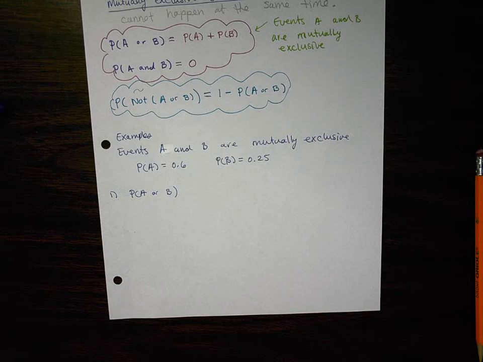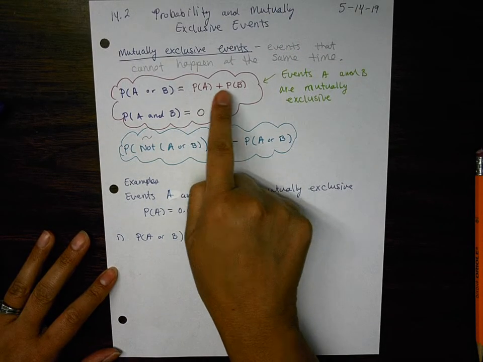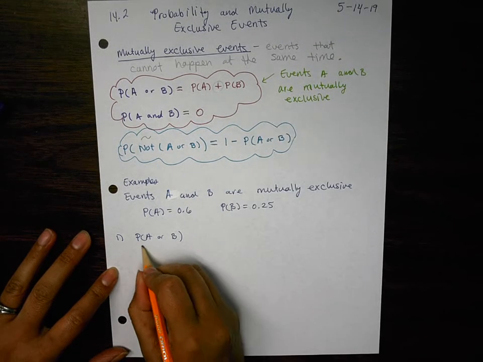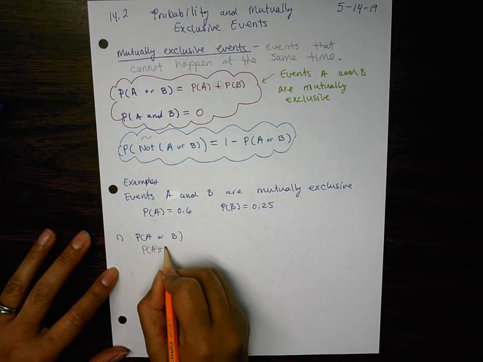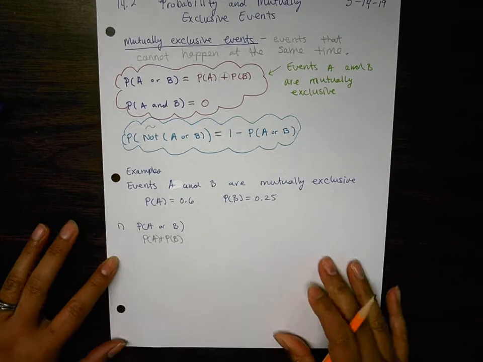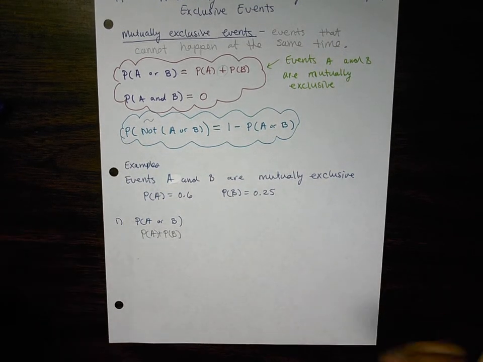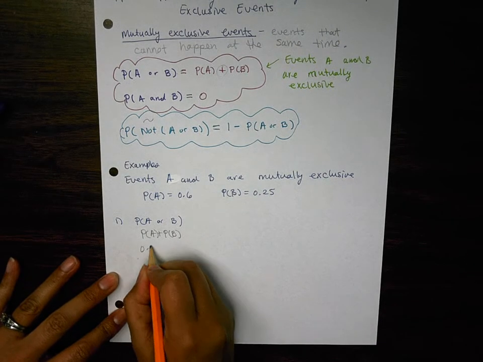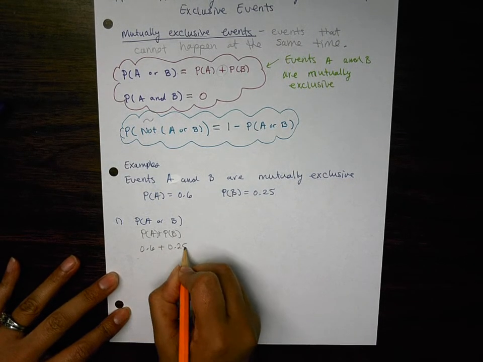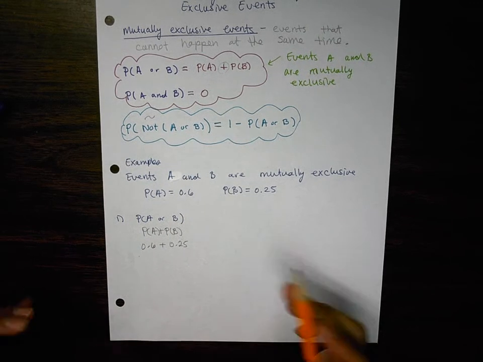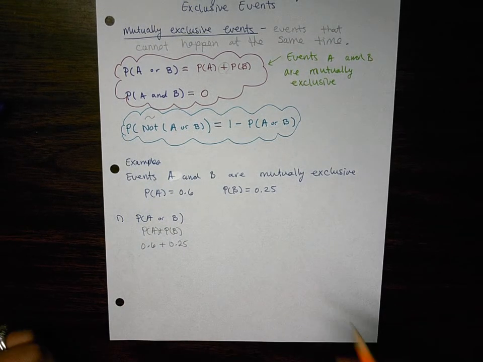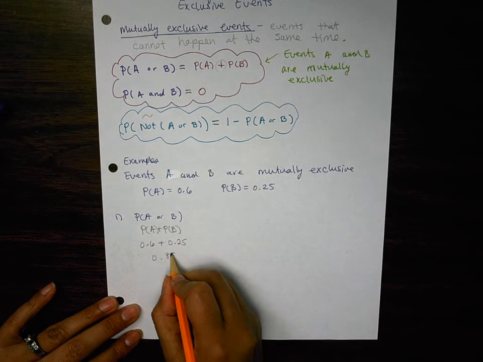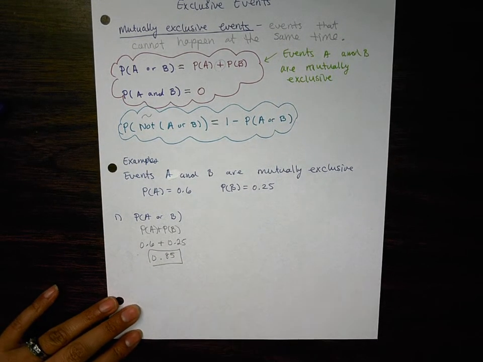Do we have a formula for that? Or means multiplication or addition? Addition. So we do P of A plus P of B. Don't forget, on worksheets, on quizzes and tests, you have to show your work, guys. You don't just plug the numbers in your calculator and give me an answer, because you will not receive credit. 0.6 plus 0.25, because that was given information. Add them together, either in your head, by hand, or in your calculator. 0.85 is the answer.